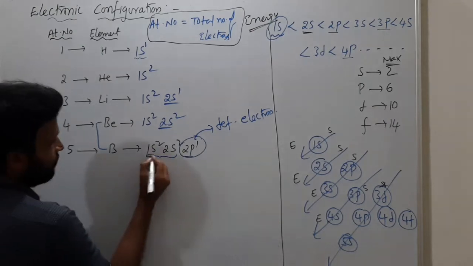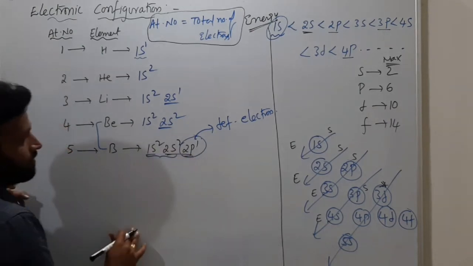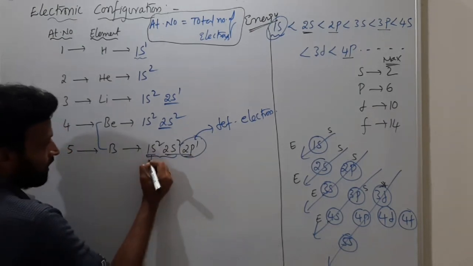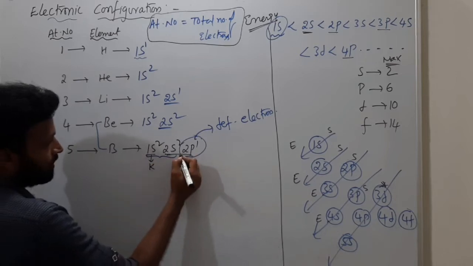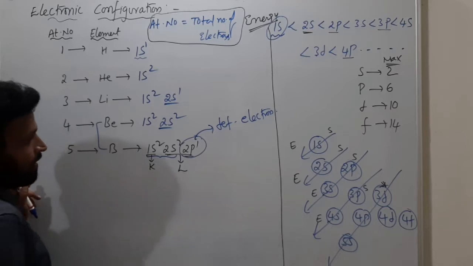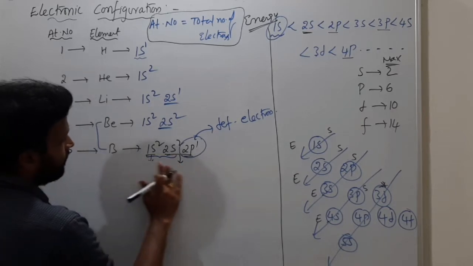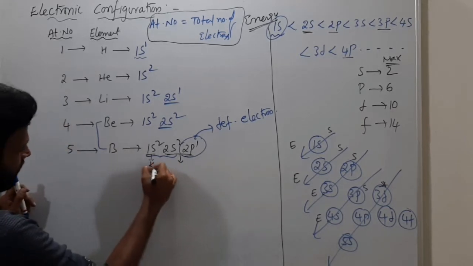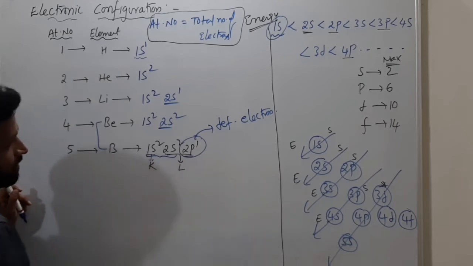So actually this is the first subshell and this is the second. This is the first shell. 1s belongs to the K shell, and 2s and 2p belong to the L shell. Those you must also remember. Understanding? These are very, very important for us. So I will write: this belongs to the K shell and these belong to the L shell.